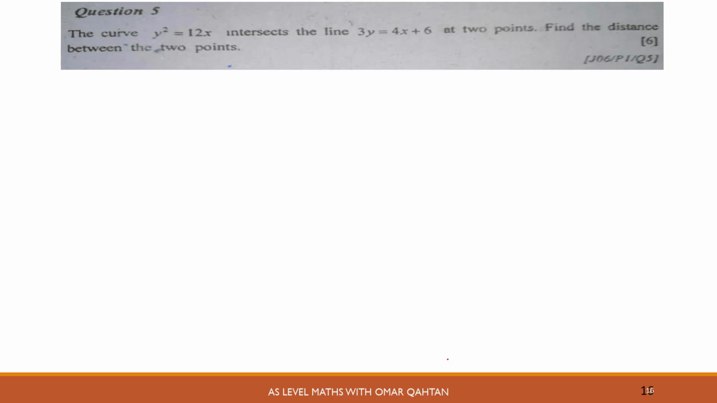In this question, the curve y square is equal to 12x and the line are intersecting at 2 points. So this is pretty simple. Whenever a line and a curve intersect each other, and you have to find the distance between the 2 points, first we should know the coordinates where they are meeting. First we'll find those coordinates, and then we will apply the distance formula, and we are done.